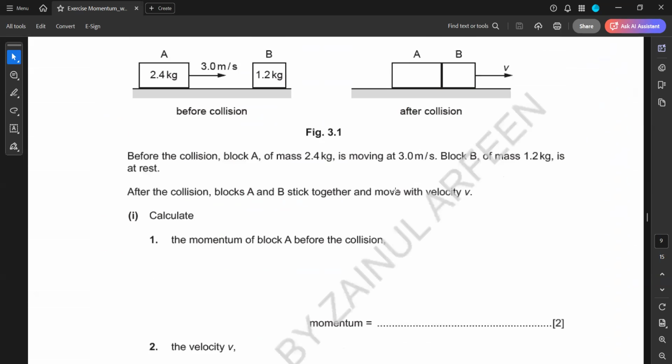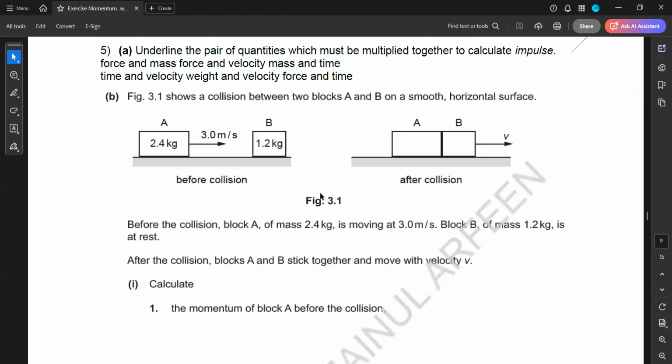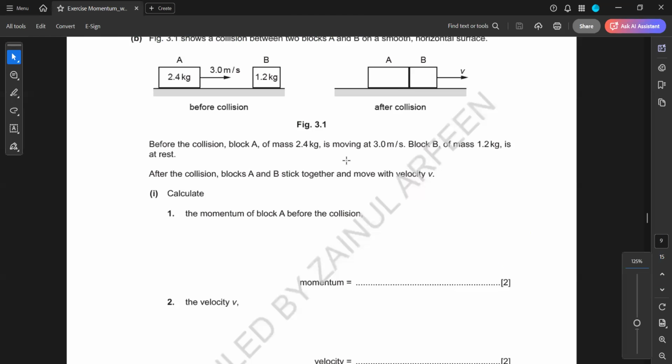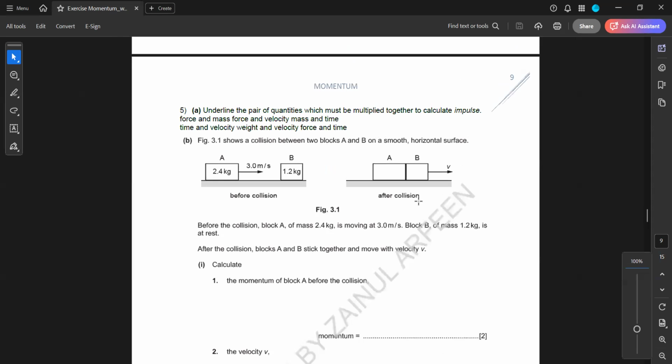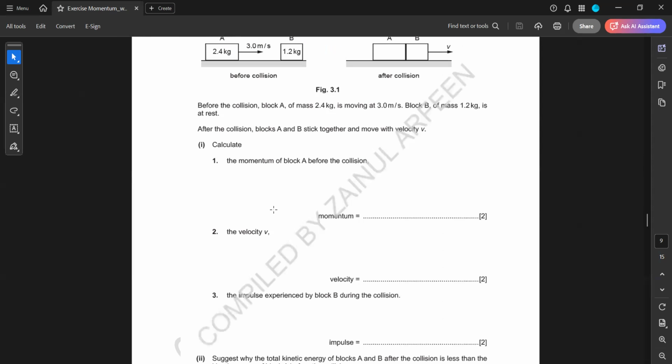Question 5. Teacher, I have a doubt on the velocity. Like, how do we calculate the velocity? Okay, sure. In this question, I will solve first part 1, 2, and 3.